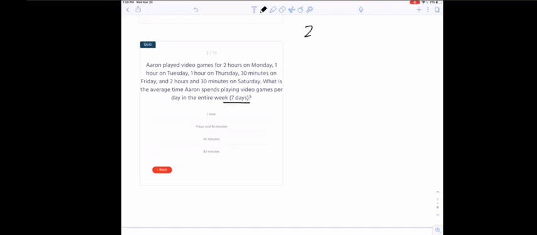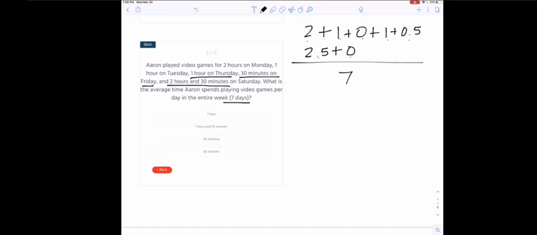So let's do Monday, 2. Tuesday, 1. Wednesday, didn't give me any, so 0. Thursday, 1. 30 minutes on Friday, so I'm going to do 0.5 because that's half an hour. And 2 hours and 30 minutes on Saturday, so 2.5. And Sunday, 0. So I should have 1, 2, 3, 4, 5, 6, 7. I'm going to divide this whole thing by 7.